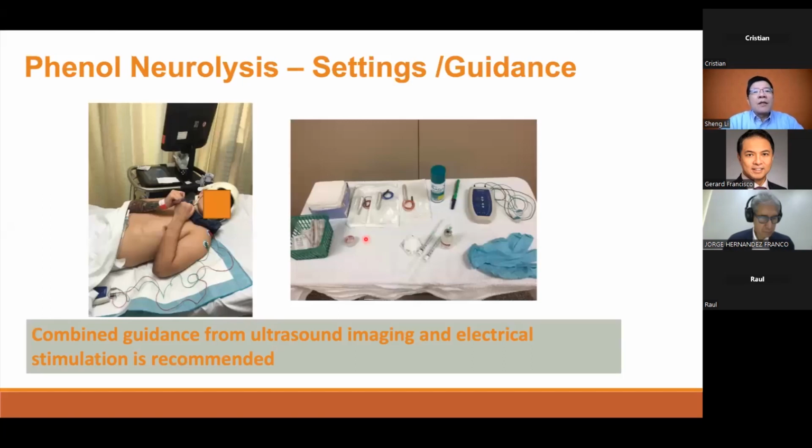So here is the general setting I use in my practice. There are different guidance methods: electrical stimulation guidance and ultrasound guidance. I would recommend using both combined, ultrasound imaging and electrostimulation guidance.